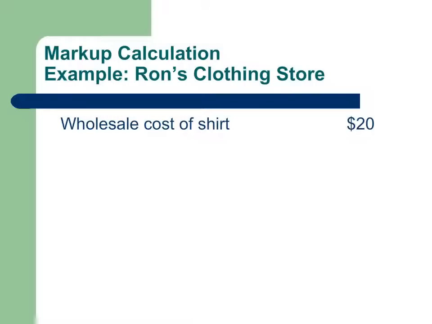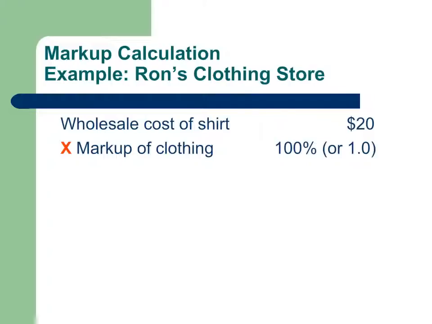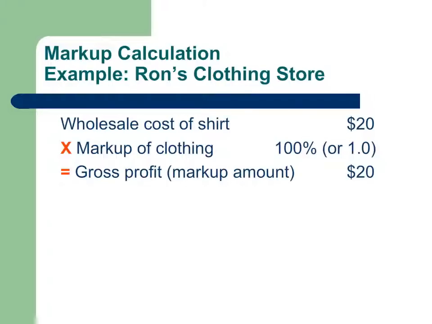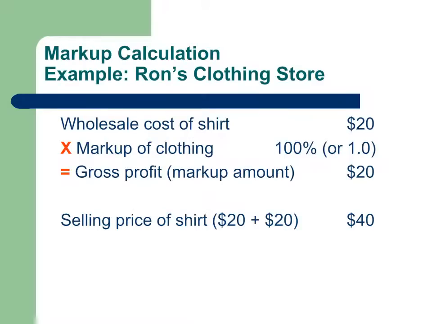Ron will start with the cost of $20 and multiply it by 100%, or 1.0, to find his gross profit of $20. Gross profit of $20 plus a cost of $20 equals the selling price of $40. Again, to get the selling price, add the markup or gross profit to the cost. Business owners often use markup to determine the selling price.